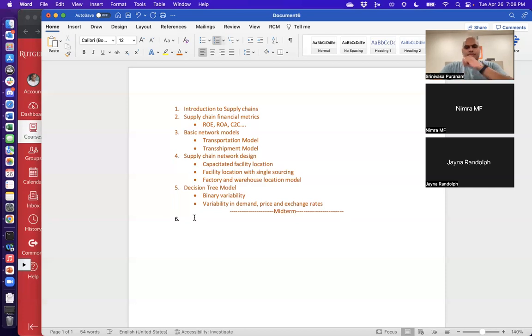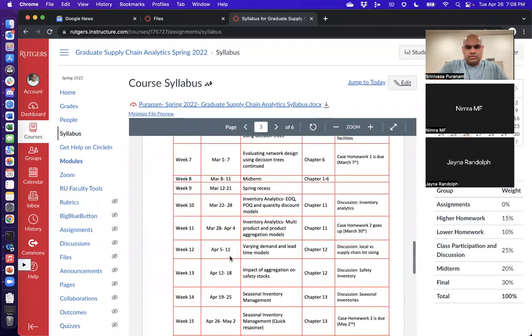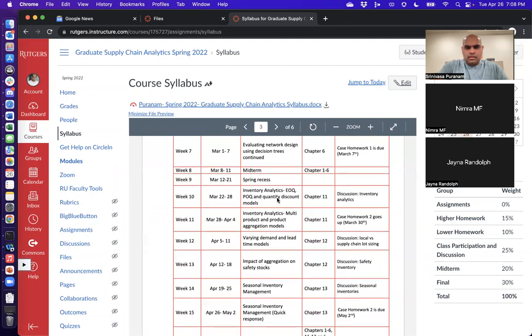Now, next, the topics that we covered post midterm. We did inventory management exclusively post midterm. So we did 6 weeks of inventory management. The first thing that we did was chapter 11. I think officially we called it EOQ, POQ models. I think chapter 11.